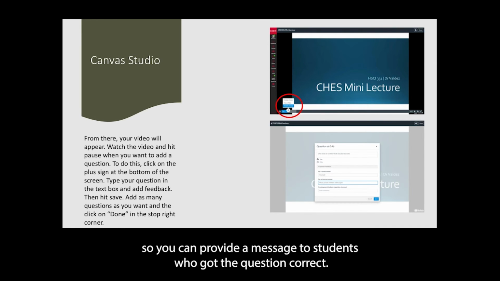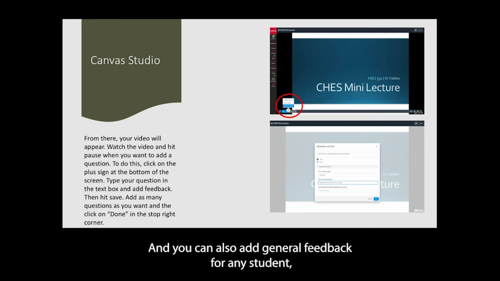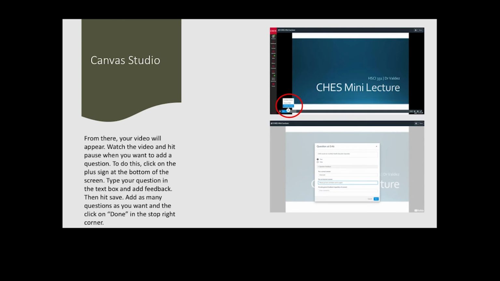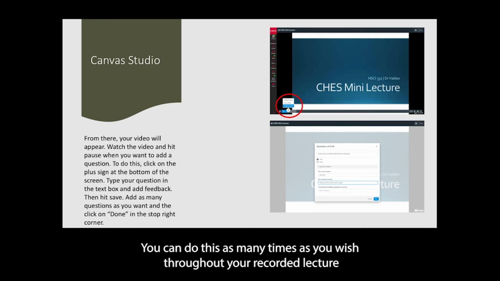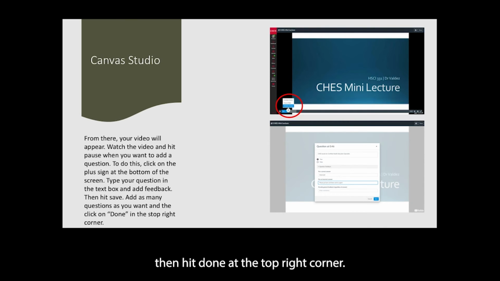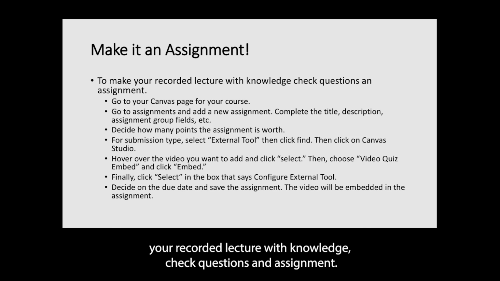So you can provide a message to students who got the question correct, a message for students who may have missed the question, and you can also add general feedback for any student regardless of whether or not they responded correctly or incorrectly. Then you will save your question. You can do this as many times as you wish throughout your recorded lecture. When you have added the number of questions that you'd like to include, then hit Done at the top right corner. Next, you will want to make your recorded lecture with knowledge check questions an assignment.